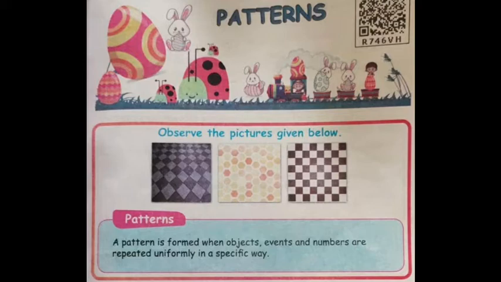So what is pattern? The definition of the pattern is: a pattern is formed when objects, events and numbers are repeated uniformly in a specific way. Okay, what does it mean? It means the object, for example here the square is an object. For example, objects or numbers or anything, repeated uniformly in a specific way. Here in the square way.